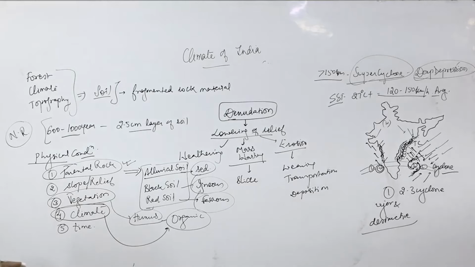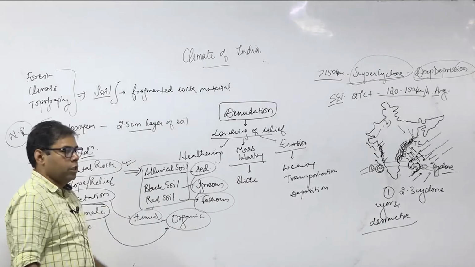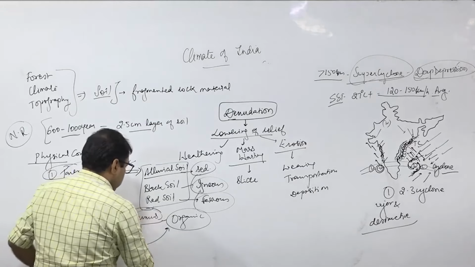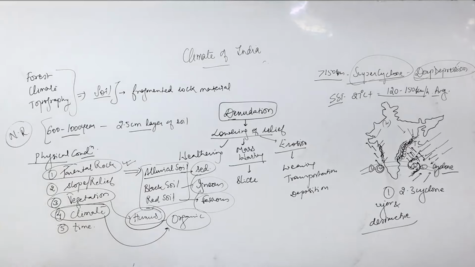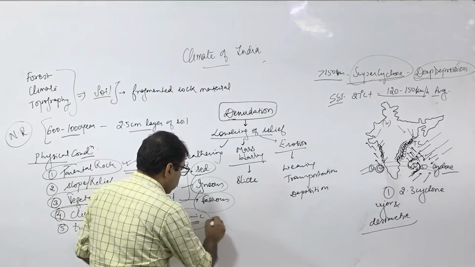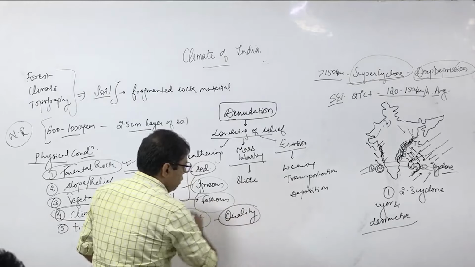If water is present there in the vegetation cover, then decomposition, the decay of the plant leaves and the organic matter will be taking place in the soil and will provide the rich humus. Clear? So that will provide the rich humus. So the soil will be rich in the organic matter. So this will be the superior quality of soil.